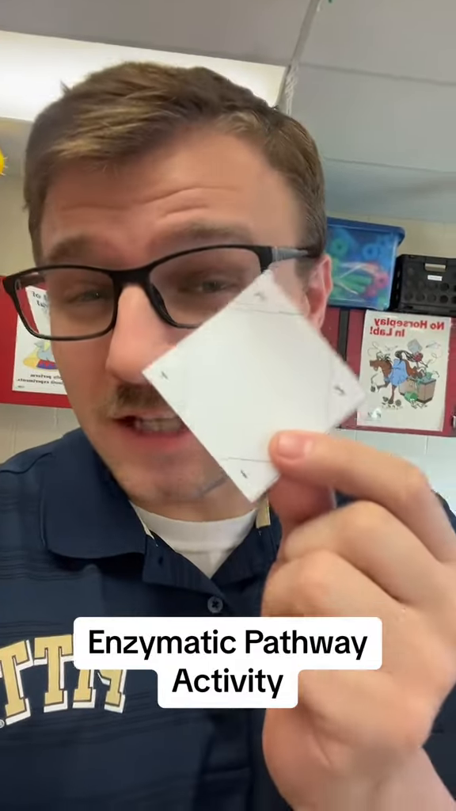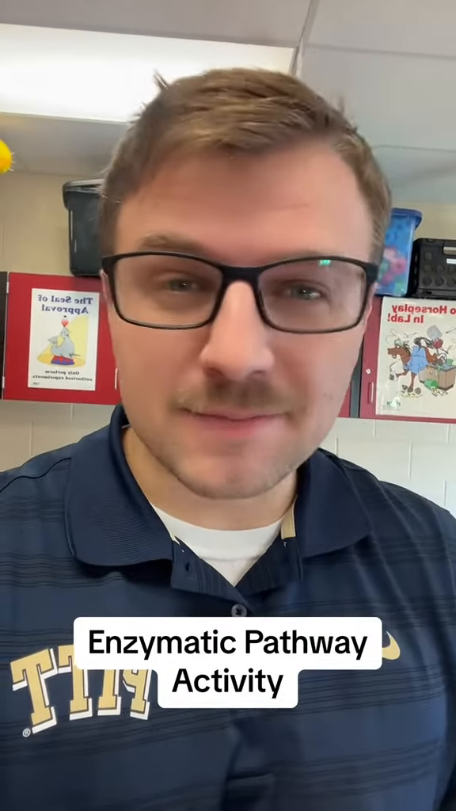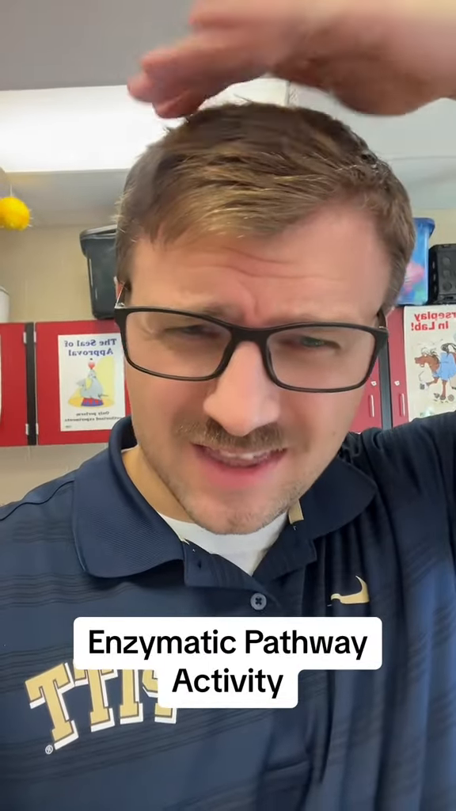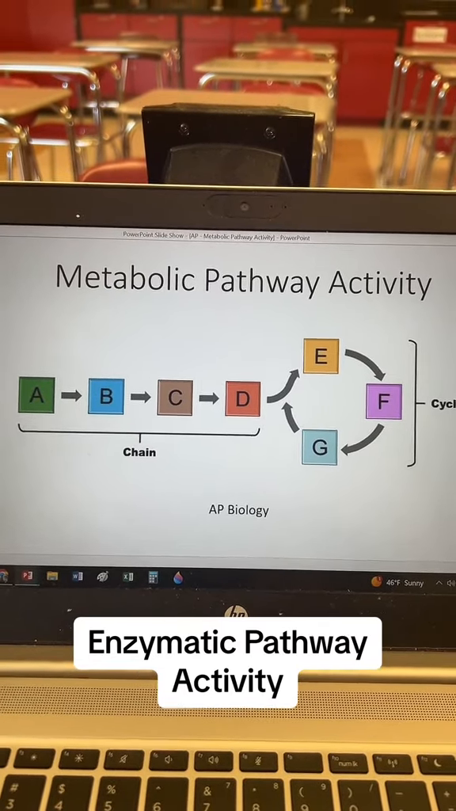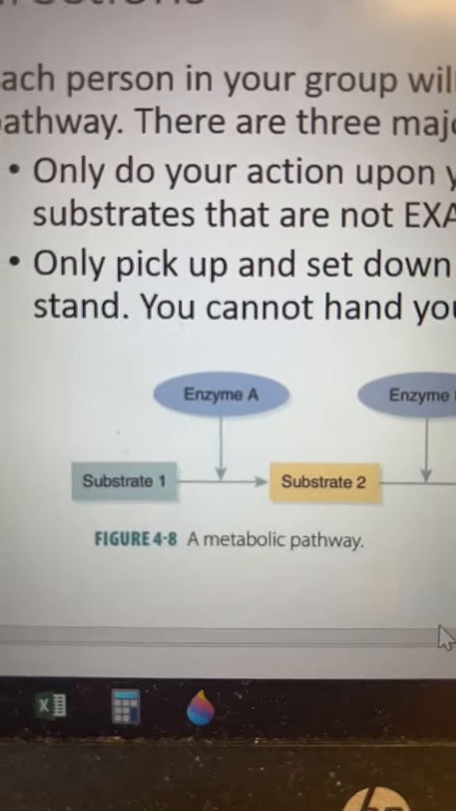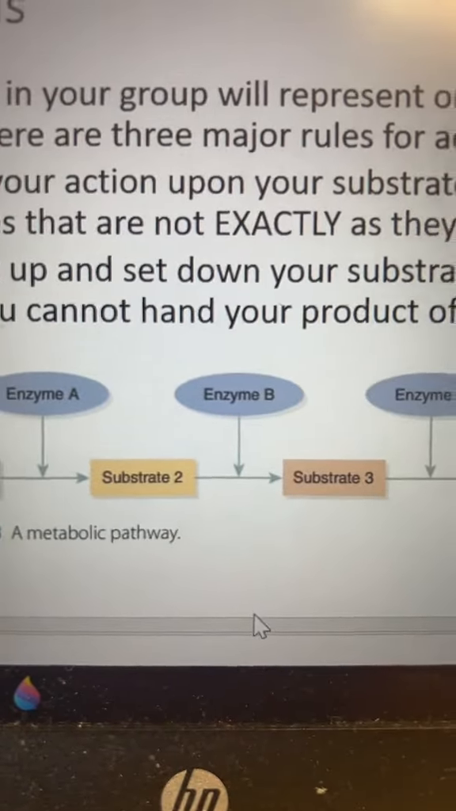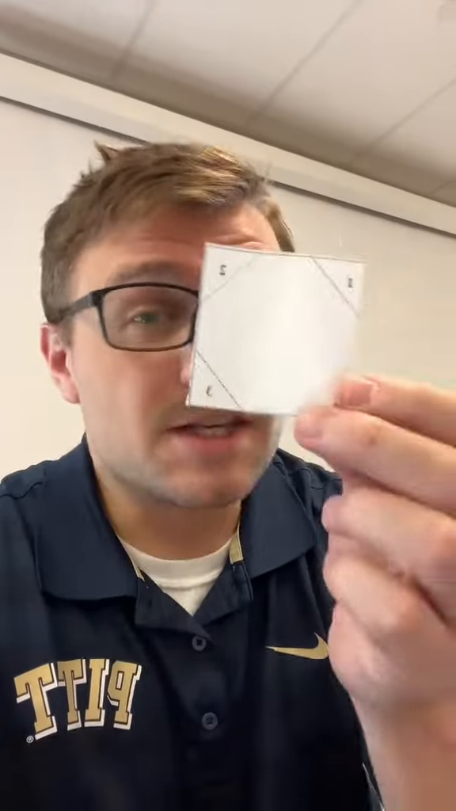Show you how I use these pieces of paper to represent something called an enzymatic pathway. What is this? First of all, enzymatic pathways are just a series of linked enzymatic reactions, where the product of one enzymatic reaction is going to be the substrate for the next, and the next, and the next, and the next. So in this activity, this was the first substrate the first enzyme would react with.